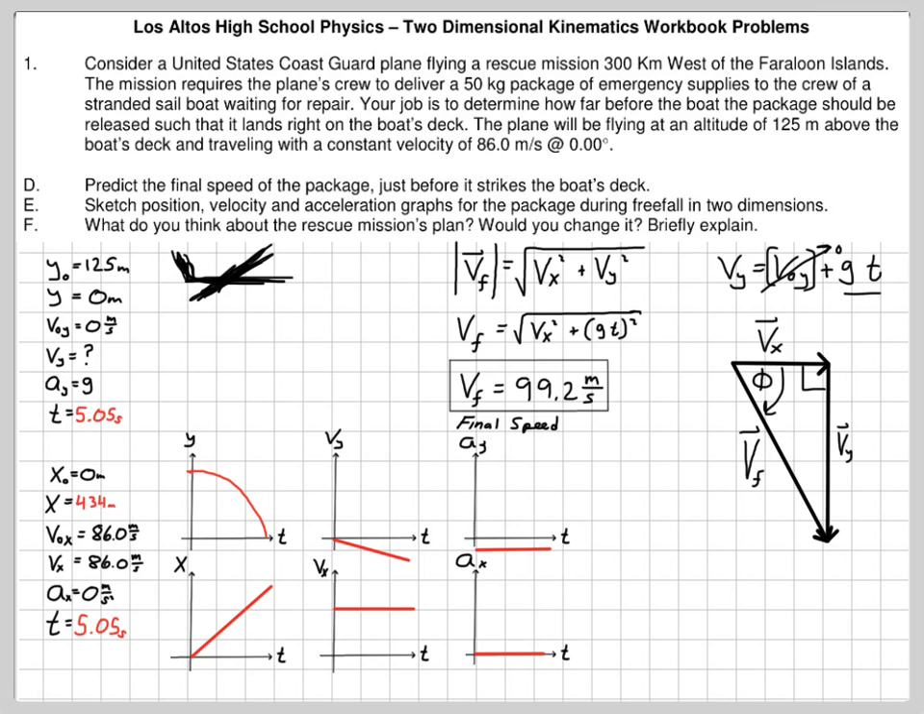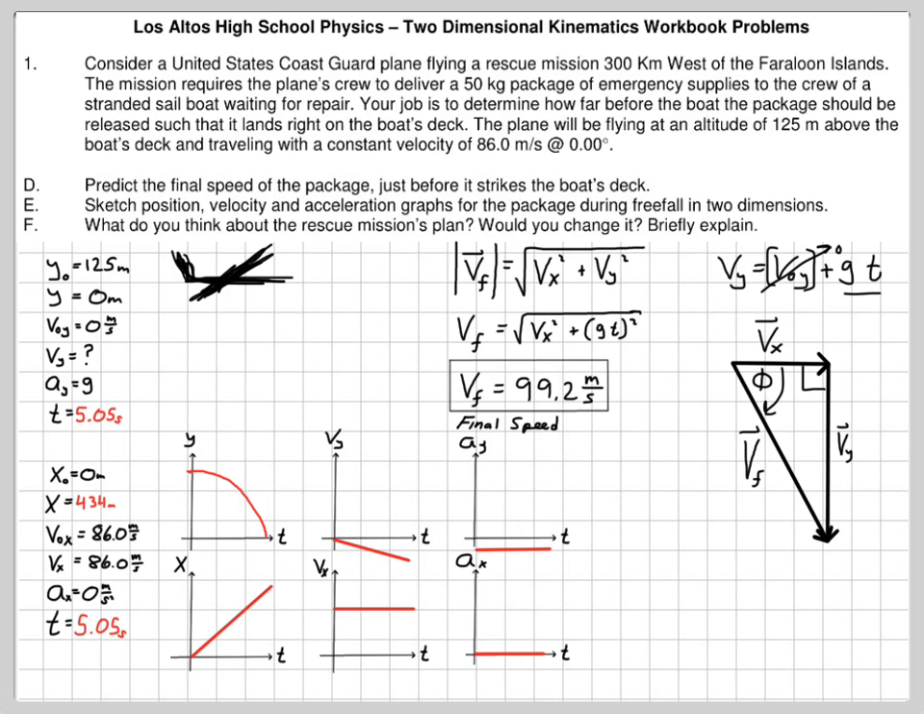And at the end, the final thing to consider is, what do we think about the rescue mission's plan? Is it reasonable to assume that if you're trying to save some sailors on a boat that's stranded out in the ocean, you could fly over at a low altitude, 125 meters, and drop a 50-kilogram package at just the right point in order to let the package land on the deck of the boat? Well, my concern when I think about it is that the package, 50 kilograms, is about 2 pounds of weight per kilogram on the surface of the Earth.